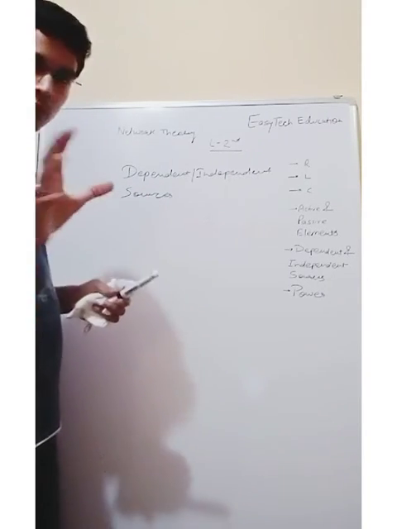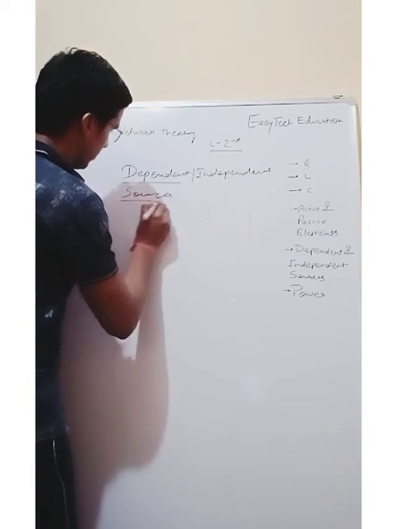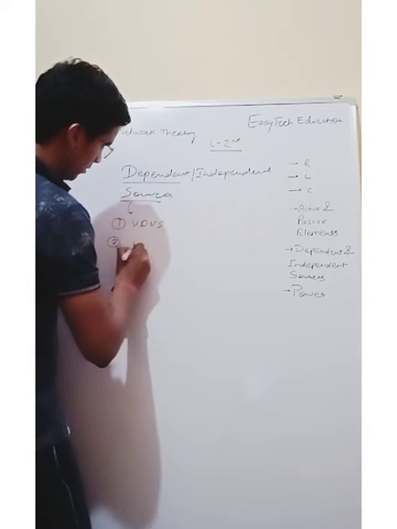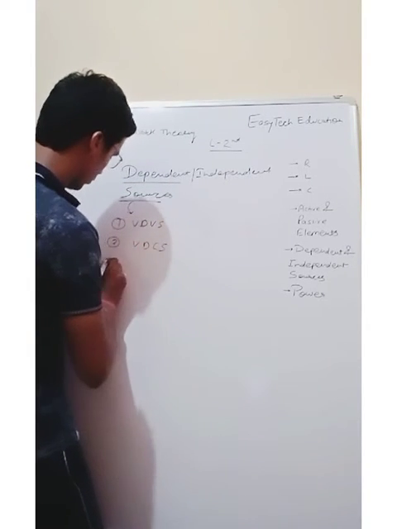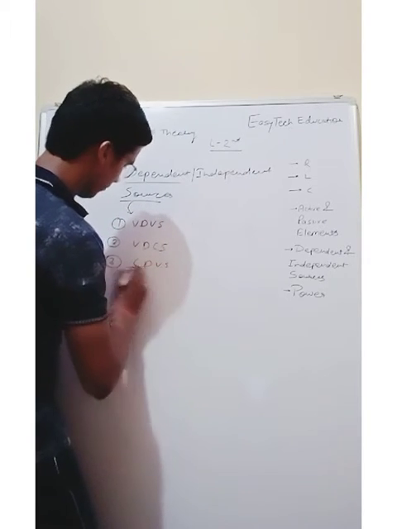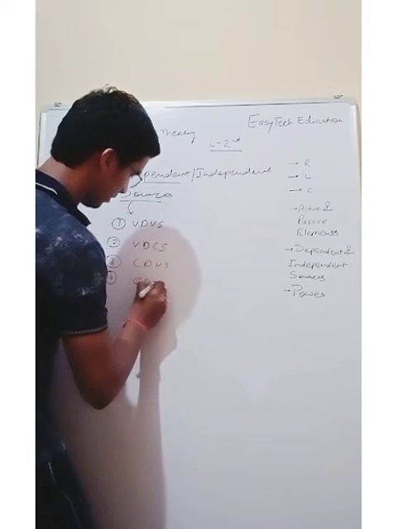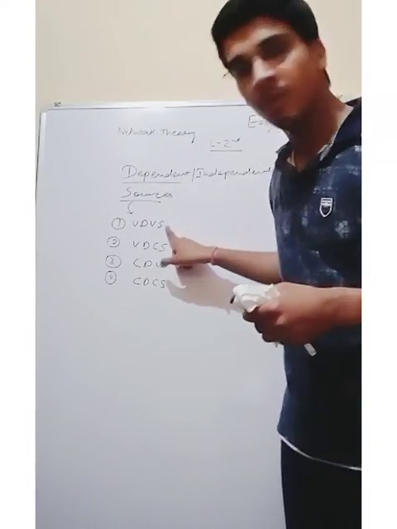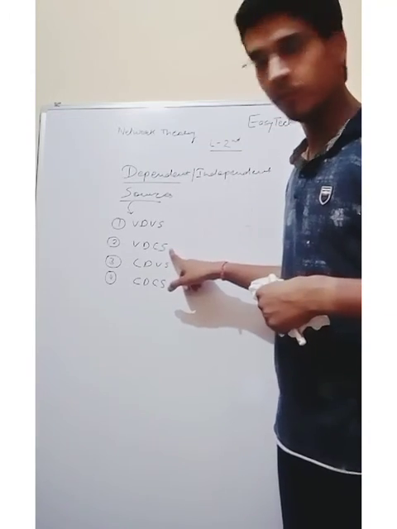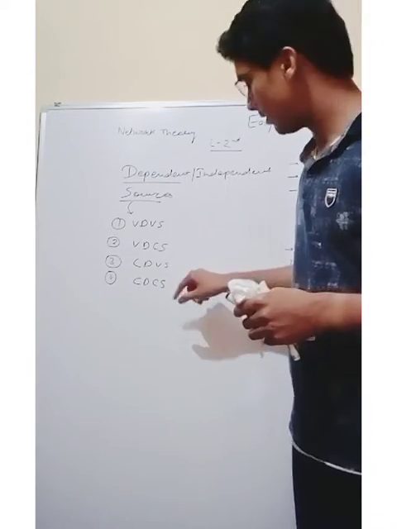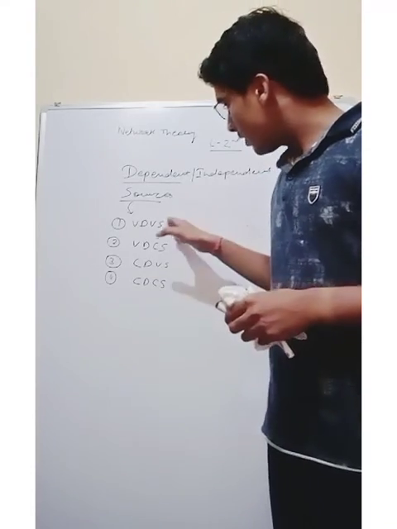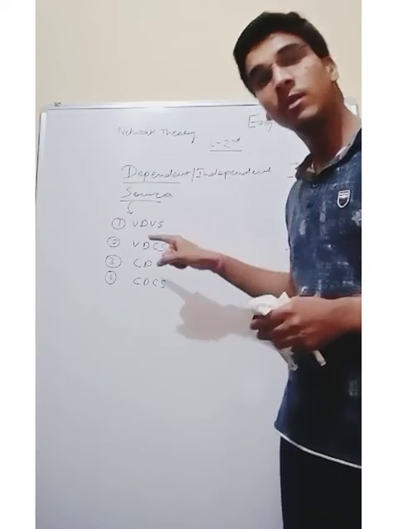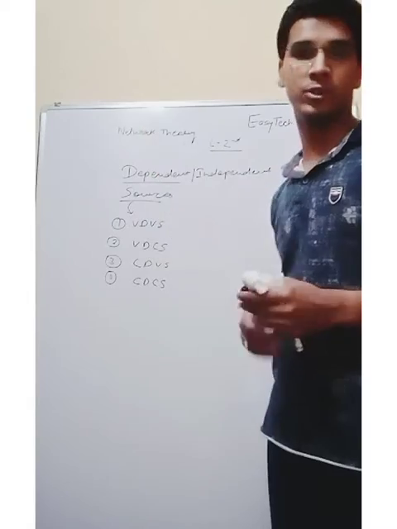First I have to classify these dependent sources: voltage dependent voltage source, voltage dependent current source, current dependent voltage source, current dependent current source. My friends, you have to understand that this is a voltage dependent voltage source, this is a voltage dependent current source, this is a current dependent voltage source, and this is a current dependent current source. Voltage dependent voltage sources are those voltage sources whose values are dependent on any other voltage.